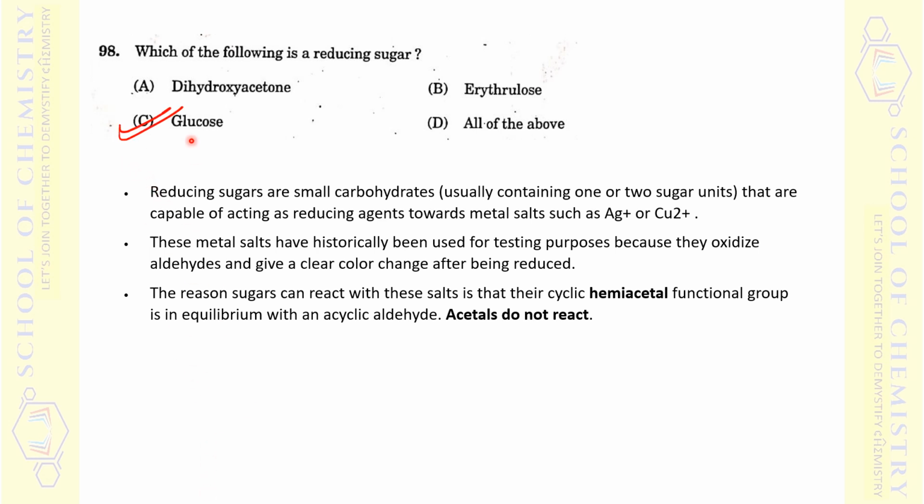It can be confusing, because if you do not know the nature and structure of dihydroxyacetone and erythrulose, there are chances that you can think that even these could be reducing sugars, and you may go with option D. But no, these two are keto sugars, and in their open chain form they will not have an aldehydic structure. That's how these two will not be reducing sugars. So you can just have a look at these two structures to make sure that in their acyclic form they do not contain any aldehyde. So that's how option C is the correct answer for this.